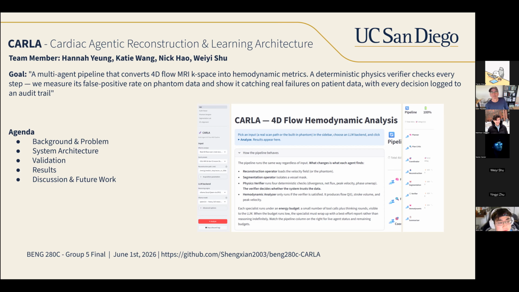We're Group 5 and we're presenting our project about CARLA, the cardiac agentic reconstruction and learning architecture. Our goal is making a multi-agent pipeline that converts 4D flow MRI k-space into hemodynamic metrics with a deterministic physics verifier checking every state. We measure its false positives on phantom data, and this shows it catching real failures on patient data and logging every decision on an audit trail. On the right is the user interface of our project, and we have input on the left, the live terminal in the middle, and the active agent indicator on the right. Next slide, please.